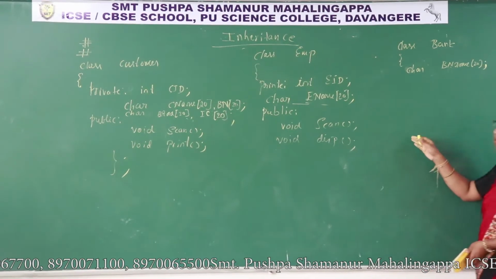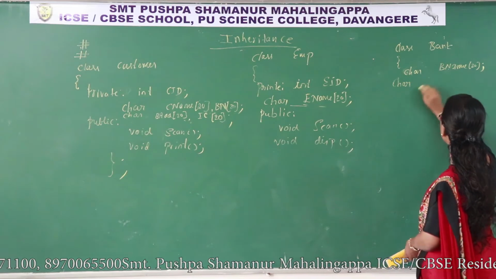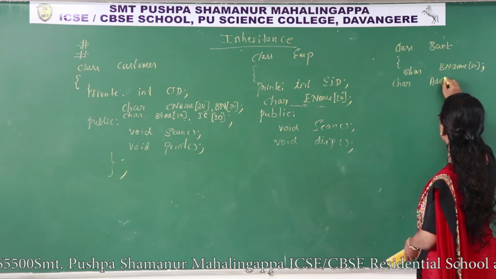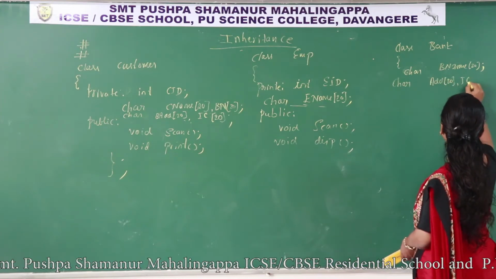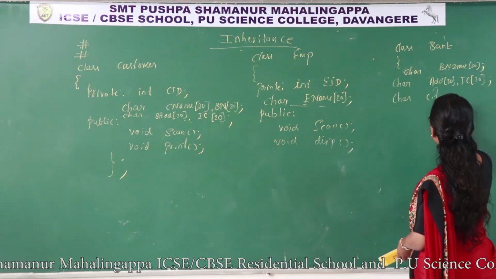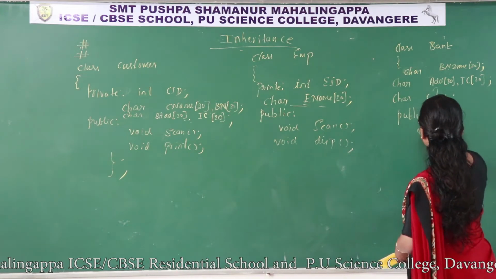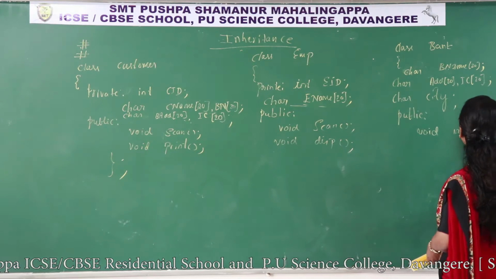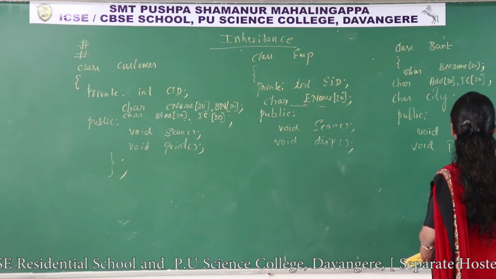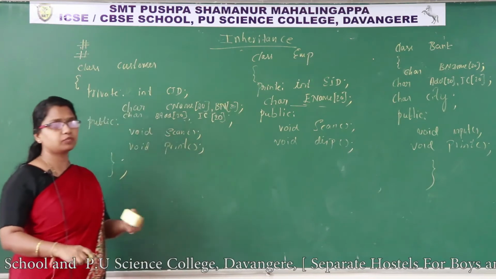I'll take another class called bank. Here the bank details will be stored: bank name and branch name, address, IFSC code, city. So this class has only the features which are related to bank, void input and void print, so that these two classes can inherit the properties of bank.